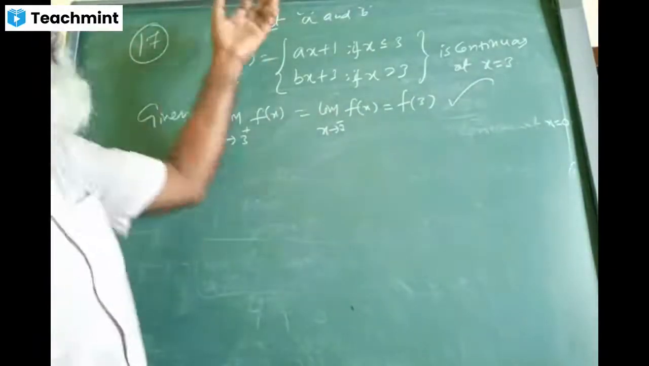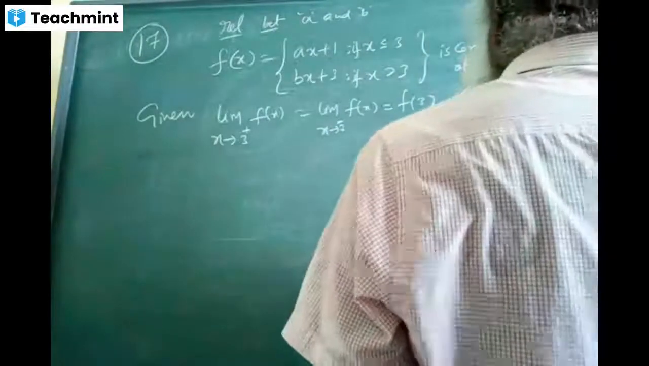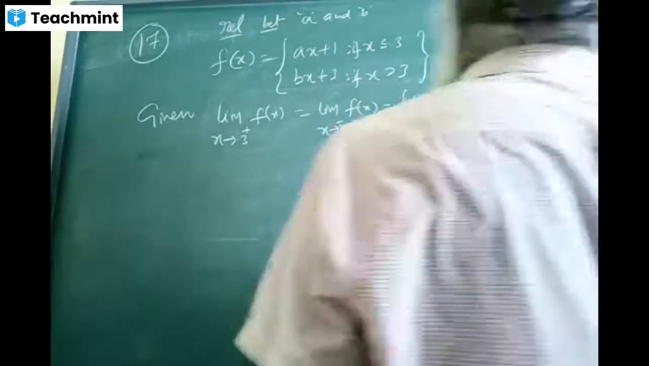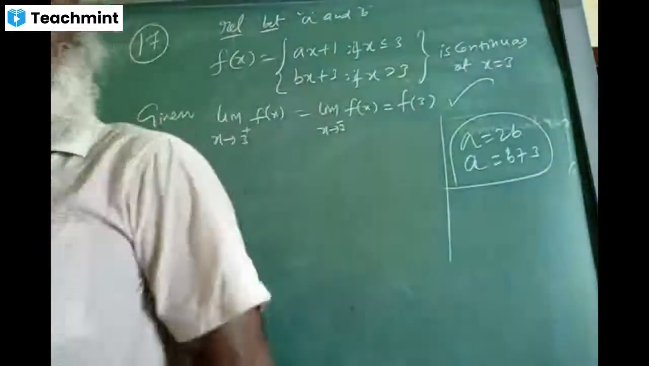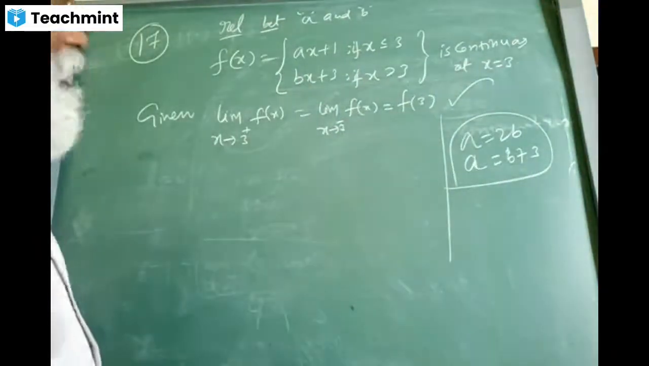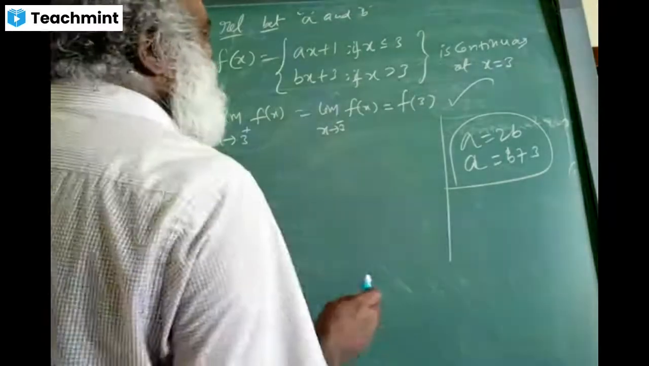He has ensured that the function is continuous, meaning there is a relation between a and b. What do you mean by relation between a and b? a equal to 2b, or a equal to b plus 3, some relation between a and b. That's called a linear relation. We'll see how we get that. Friends, here, 3 plus function, tell me, what is it actually?